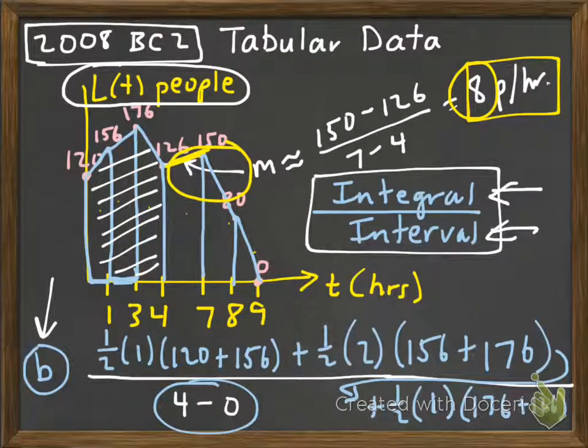So 2008 BC2 is another one of those tabular data problems in which we're given information about a certain function. That function is L of t, the number of people waiting in line at any certain time from t equals 0 to t equals 9.